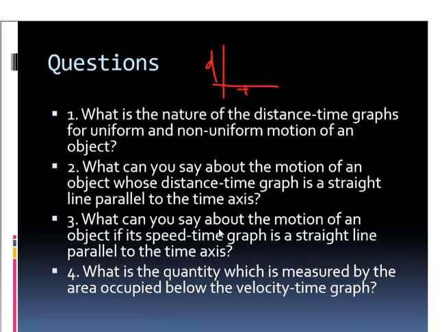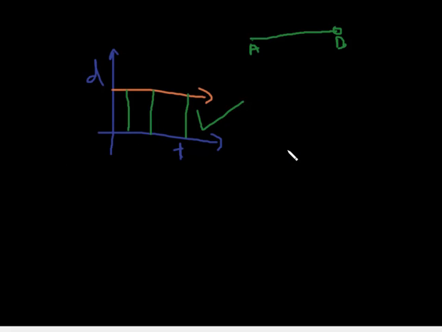Third one, what can you say about the motion of an object if its speed time graph is a straight line parallel to the time axis? So now we are talking about a speed time graph. Here let me draw another graph. This is a speed time graph. This one is speed, this is time. This is the graph. So what is the question?